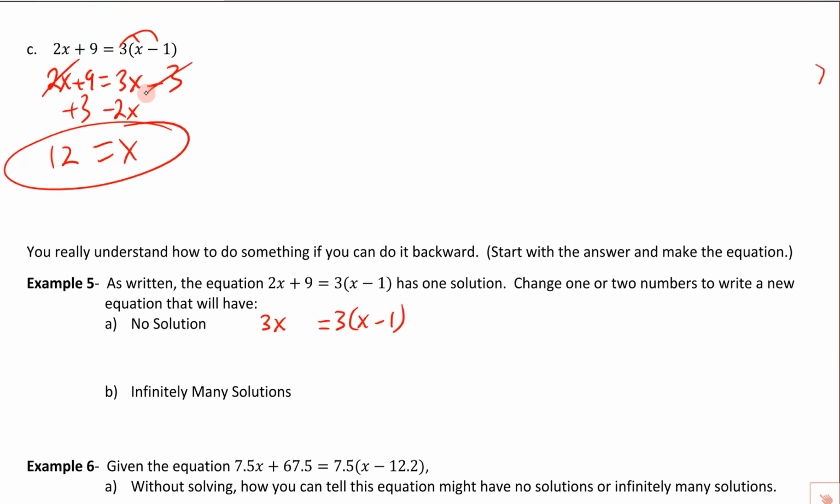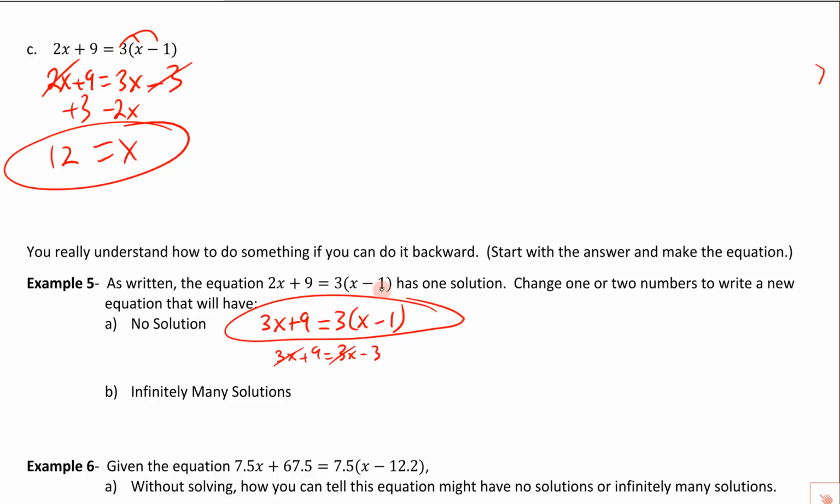Well, if I just left that as a 9, that means the variables would go away. So take a look at this. 3x plus 9 on this side and 3x minus 3 on this side. The variables would go away, and the 9 wouldn't equal negative 3, so that would be no solution. So that would be one way to change it. Okay, there are lots of different ways we could change that so that it has no solution.